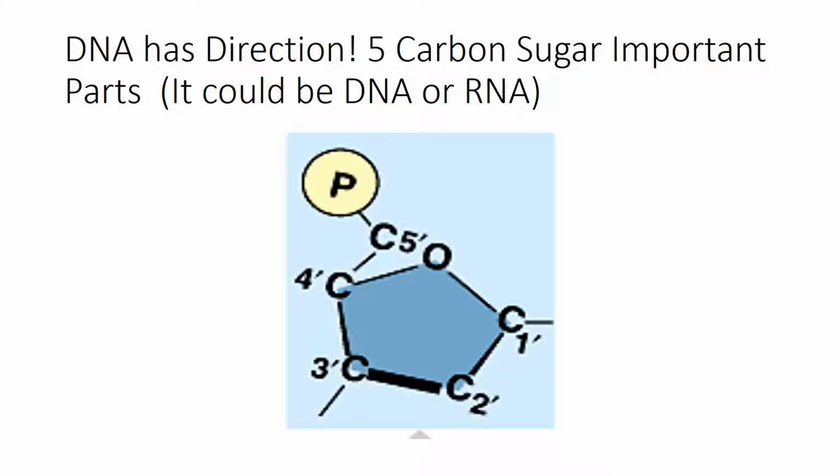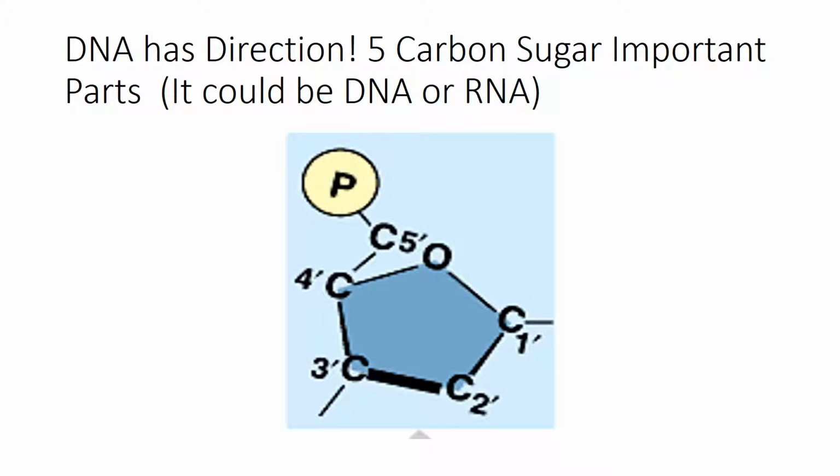We have our 2' carbon, then our 3' carbon, and the 3' carbon is going to have an OH group, or an alcohol, coming off of that group. Then we go to our 4' carbon, and then our 5' carbon. And if you notice, the 5' carbon has a phosphate molecule attached to it. So the phosphate molecule is attached to the 5' carbon. The OH group, or alcohol, is attached to the 3' carbon. And the nitrogenous base, the A, T, C, or G, is attached to the 1' carbon. That little hash mark means prime.